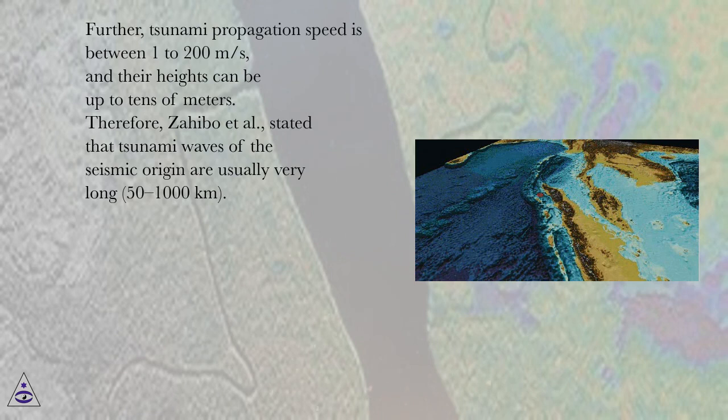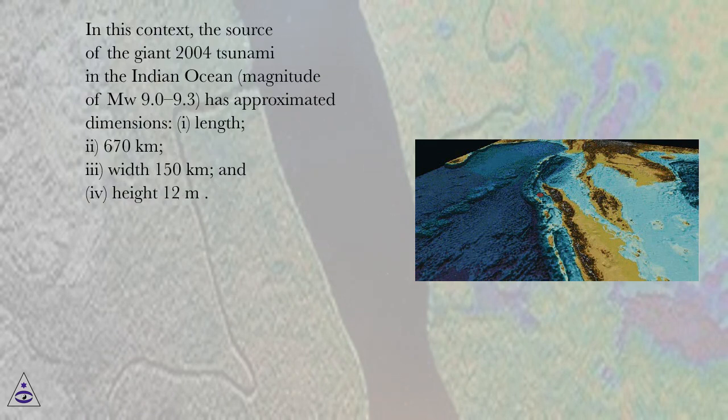Therefore, Saabo et al. stated that tsunami waves of seismic origin are usually very long, 50 to 1000 kilometers. In this context, the source of the giant 2004 tsunami in the Indian Ocean, magnitude of MW 9.0 to 9.3, has approximated dimensions: 1, length, 670 kilometers; 2, width, 150 kilometers; and 3, height, 12 meters.